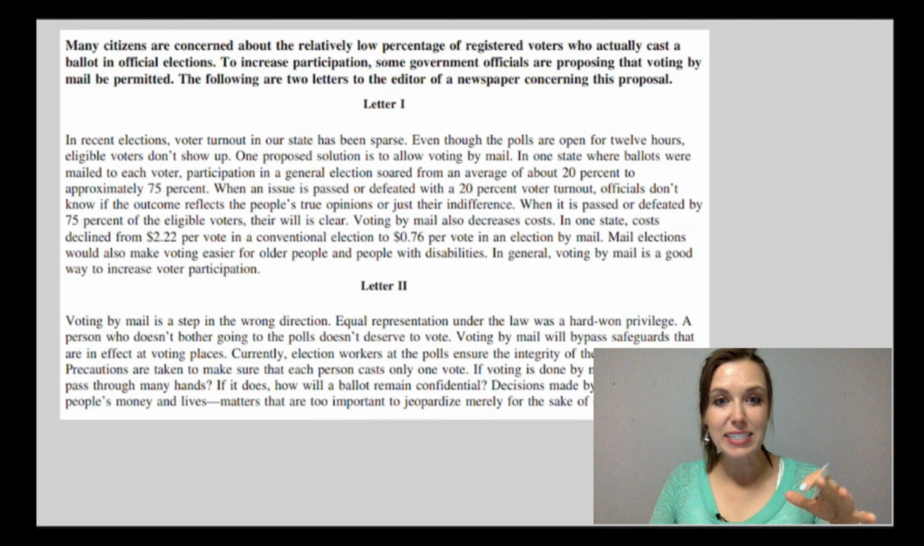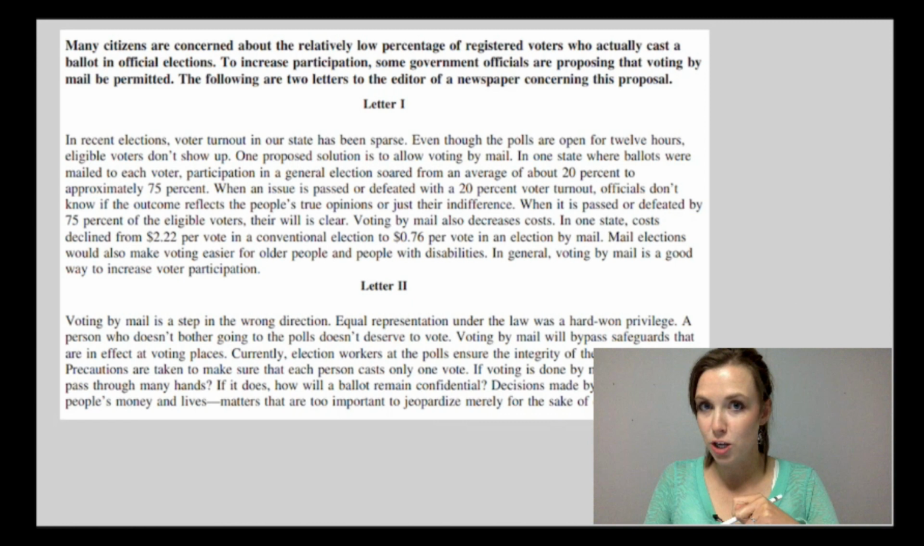All right, so the next several questions relate to this passage, these two letters. Many citizens are concerned about the relatively low percentage of registered voters who actually cast a ballot in official elections. To increase participation, some government officials are proposing that voting by mail be permitted. The following are two letters to the editor of a newspaper concerning the proposal.